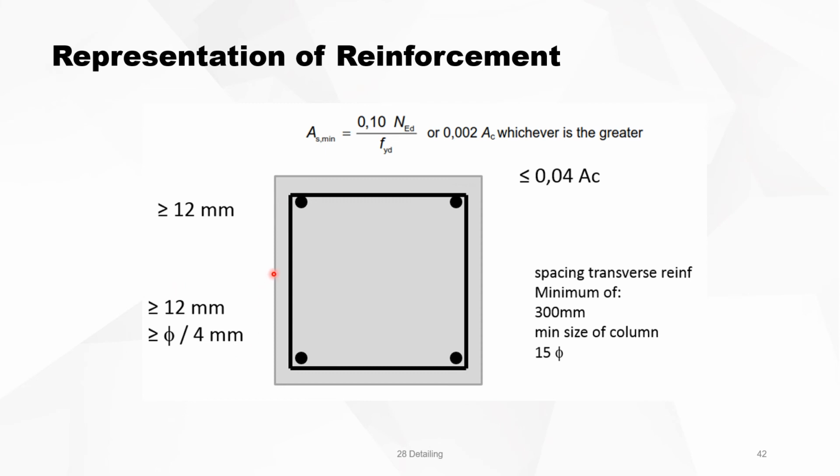And the stirrup, the spacing of the stirrup is the minimum of 300 millimeters, the minimum size of the column, or 15 times the diameter of the stirrup. So the distance between the stirrups is 300 millimeters, or the minimum size of the column, for instance, a column of 200 by 200, then the minimum distance is 200, or 15 times the diameter. If you use a stirrup diameter 12, then it's 15 times 12, the minimum distance between the stirrups.